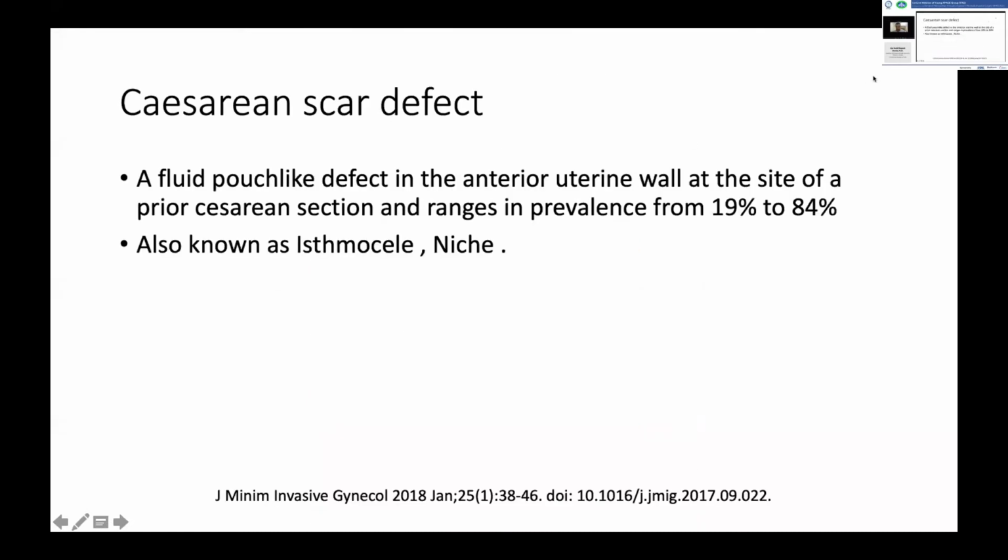So what is caesarean scar defect? It's a fluid pouch-like defect in the anterior uterine wall at the site of the prior caesarean section, and its prevalence ranges between papers from 19 to 84 percent. I believe this recognition depends on how the obstetrician and the gynecologist believe in this defect. So for me, I always try to search for this defect in patients with a previous caesarean scar. It's also known as isthmocele and niche.